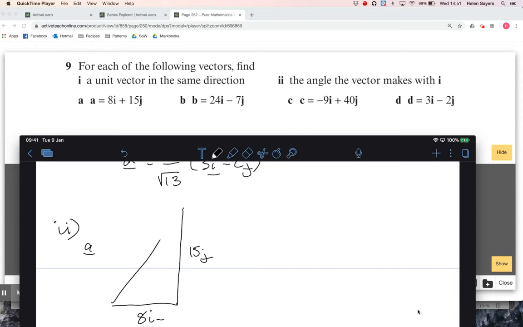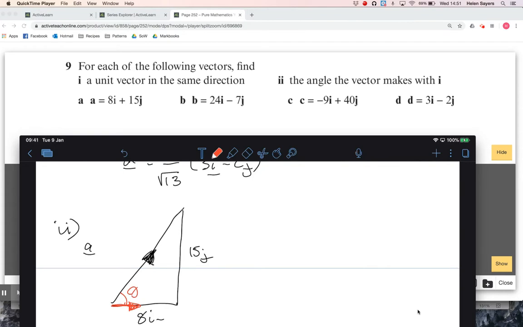So again, quick sketch, not to scale, or very, very roughly to scale. So there's vector i, and we want the angle with the i vector. Well, the i vector is basically in the positive x direction. So that's the angle they want.